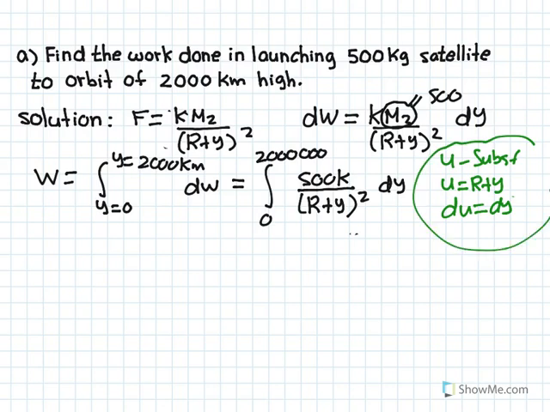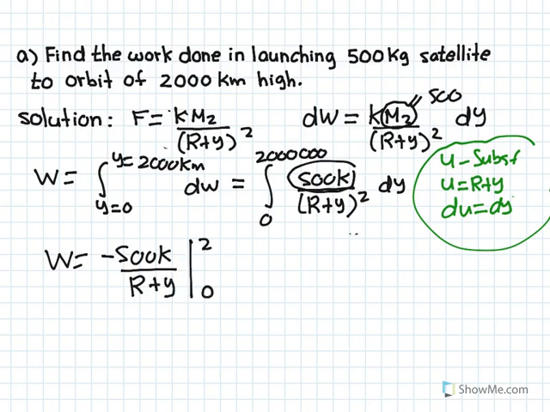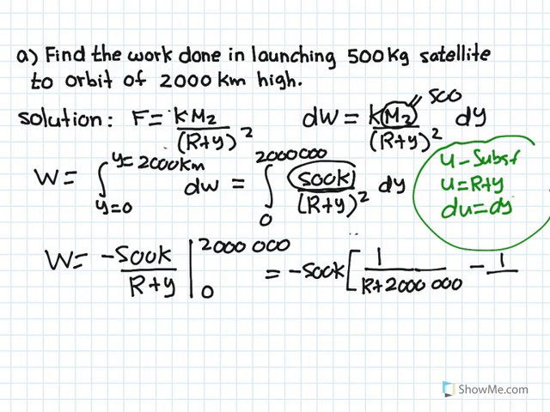All right, so what we get is work is equal to 500k, which is a constant, passes right through the integral. So we get 500k times the integral of 1 over (r plus y) squared with respect to y, which, applying U substitution, is going to be minus 1 over (r plus y). And the limits of integration are 0 to 2 million meters. Now we're going to apply the fundamental theorem of calculus, and we will get minus 500k times 1 over (r plus 2 million meters) minus 1 over (r plus 0 meters).